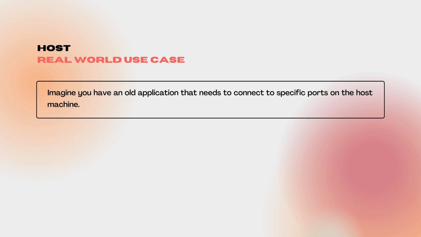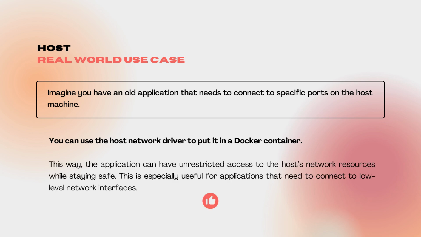In real-world use case scenarios, we can probably imagine an old application that needs to connect to, let's say, a specific port on the host machine. You can use that host network driver to put it inside the Docker container. This way, the application can have unrestricted access to the host network resources while, of course, staying safe. This is especially useful for applications that need to connect to, let's say, low-level network interfaces.